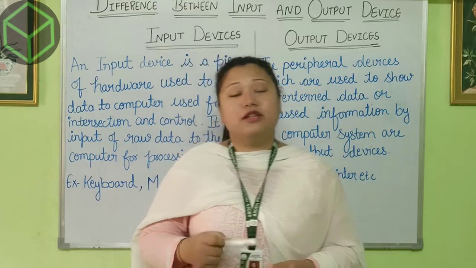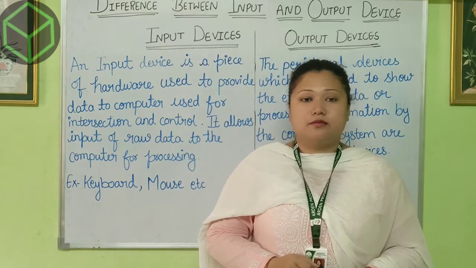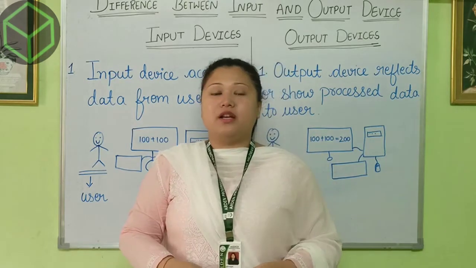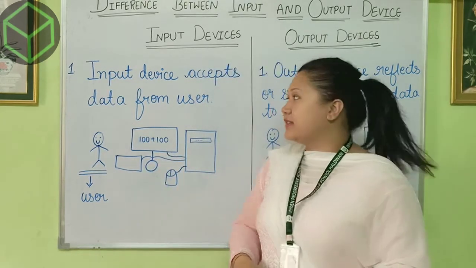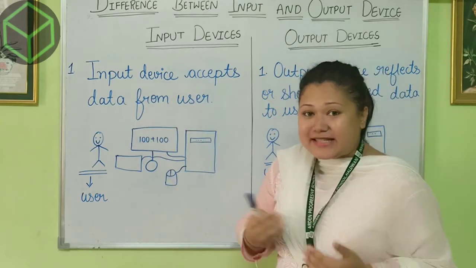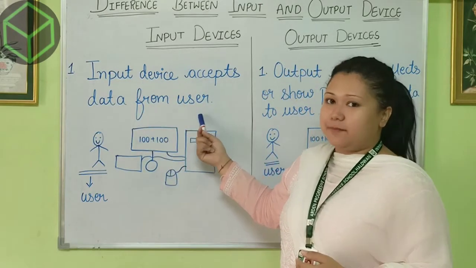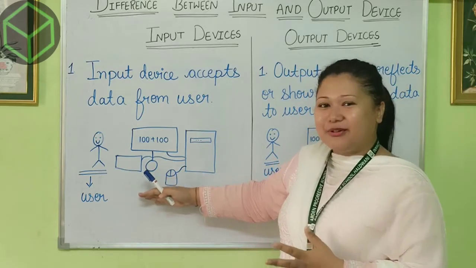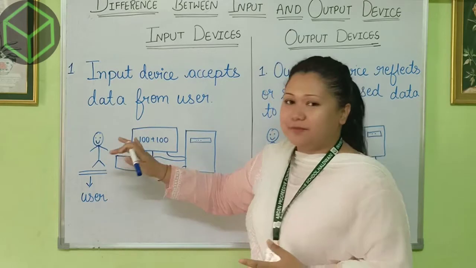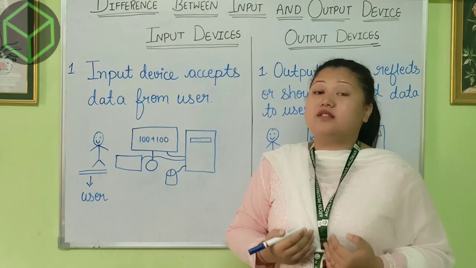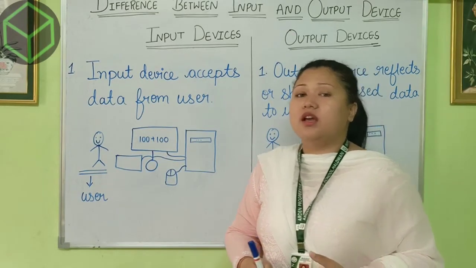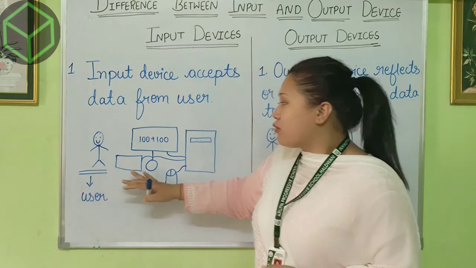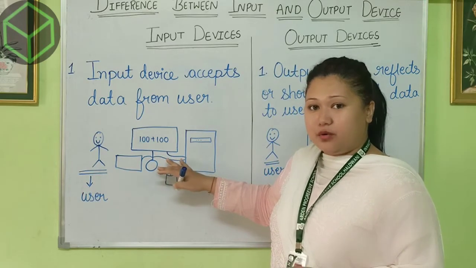So let's start with the second point. The second difference between input device and output device is that input device accepts data from the user, right? So I have a small diagram. You can see here, this is a user. Users are we, who are using the computer system, who are giving instructions and data to the computer. Now the user is providing instructions to the computer system, right?